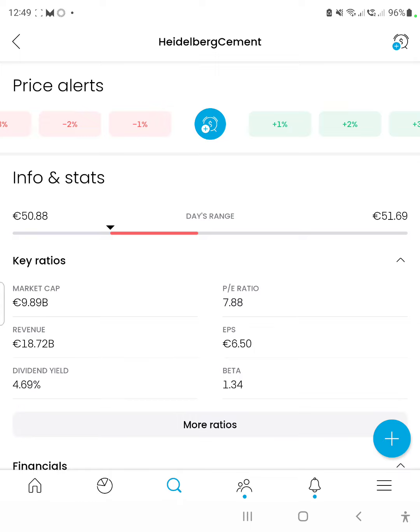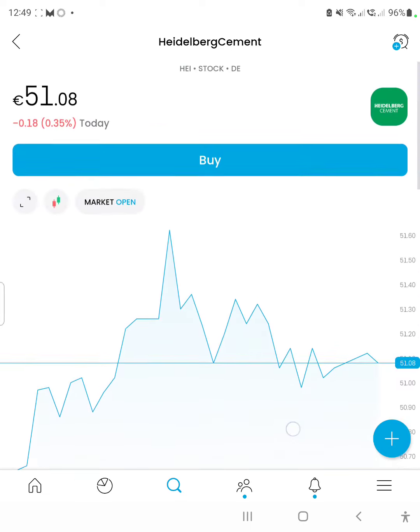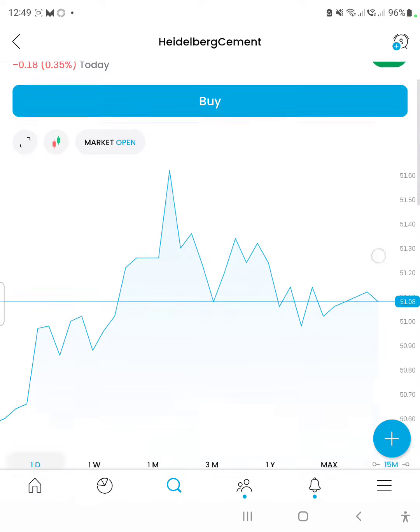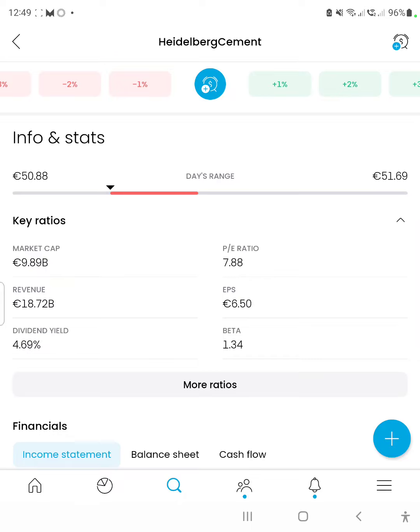So the revenue figure is the overall sales figure of the last financial year, which is 18.72 billion euros, and the earnings per share, as we saw earlier, was 6.50 euros. If you compare the earnings per share to the general share price, which is 51, you get an overall idea of how expensive the company is. The dividend yield is 4.69%, which is good. I would say that a dividend yield of 5% is good enough to classify a stock as a healthy dividend stock at that particular time.